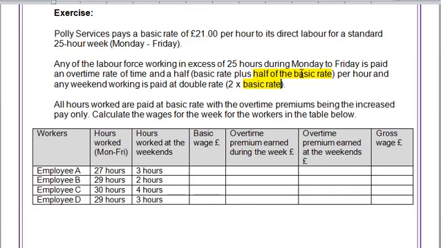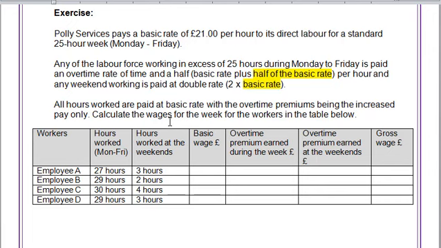When you work overtime during the week, when we ask you for the overtime premium, we're asking you for half of the basic rate, the enhanced element, the additional amount you are getting because you're doing overtime. So two different things being asked here. So we have here, all hours worked are paid at basic rate, with the overtime premium being the increased pay only. Calculate the wages for the week for workers in the table below.